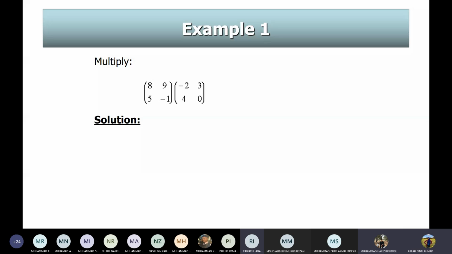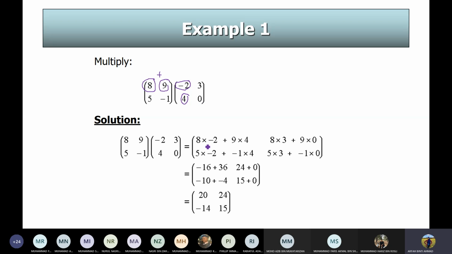8. Ada. Okay. So, darab negatif 2, 9 darab 3. 9 darab 4. 8 darab negatif 2 tambah 9 darab 4. So macam mana nak buat multiplication? So you akan dapat this one. 8 darab negatif 2 tambah 9 darab 4 dapat 20. Okay. Tu untuk first element.